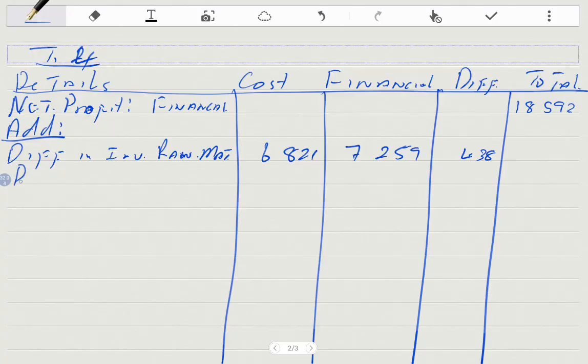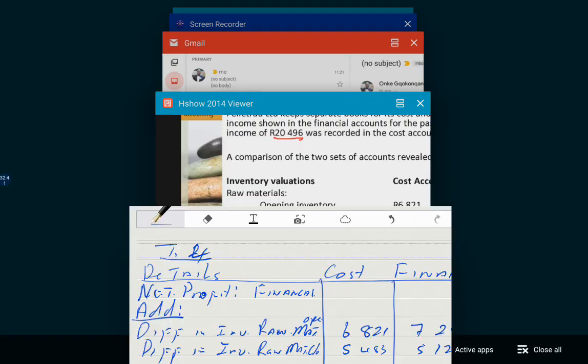Oh, okay. Again the difference in inventory, raw material, closing, this was your opening. Again, we are going to add that amount, 5,483 less 5,128, then you've got a difference of 355. So that's what we've done with the raw material.